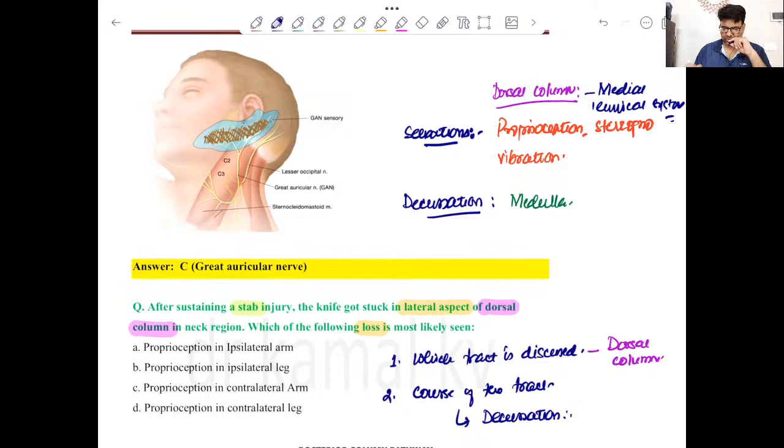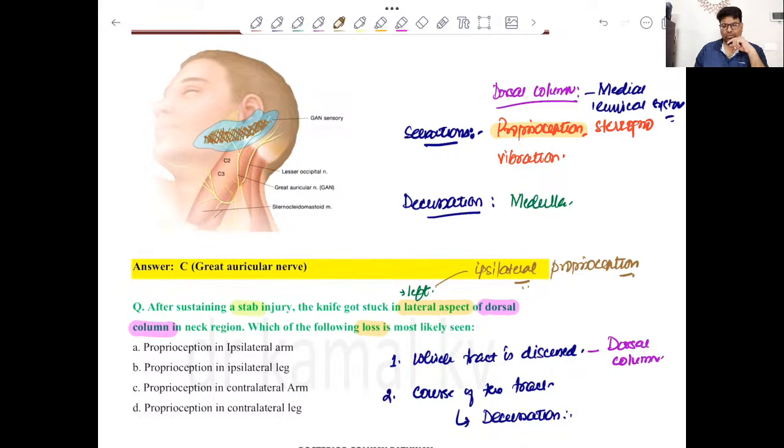Now suppose this is the left side. If there is an injury below the medulla on the left side, the sensation would be lost on the same side, right? So if I am saying left, the loss will occur on the left side, so that is ipsilateral, number one. We have already discussed the modalities, so it means ipsilateral proprioception.